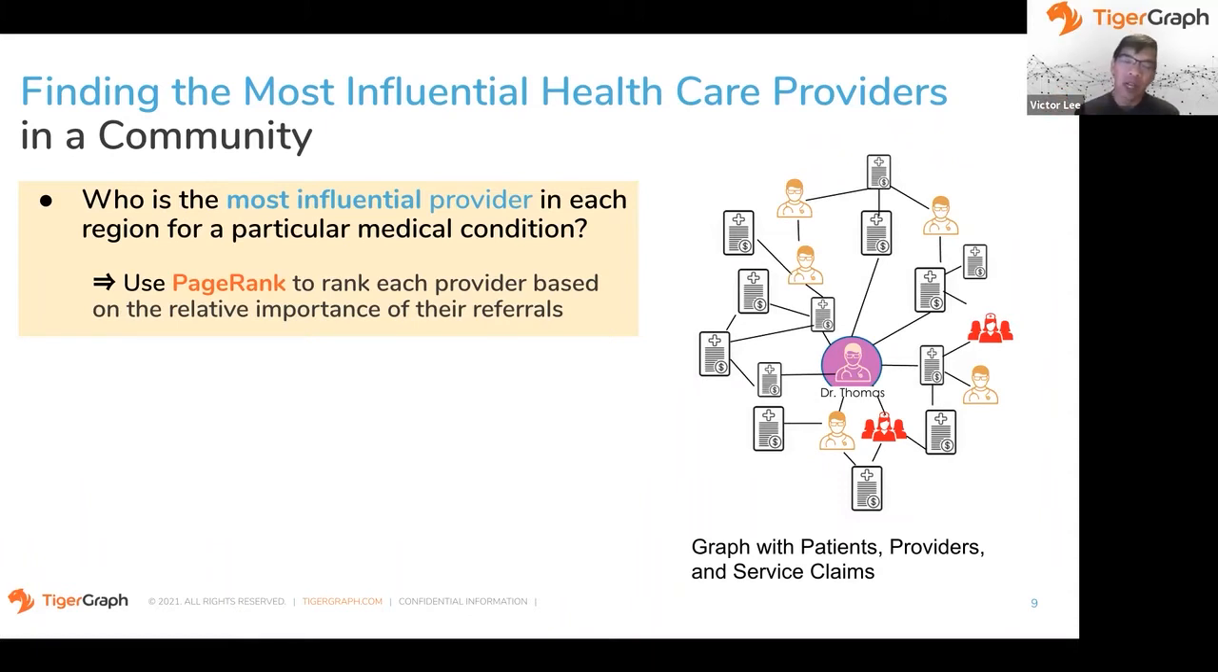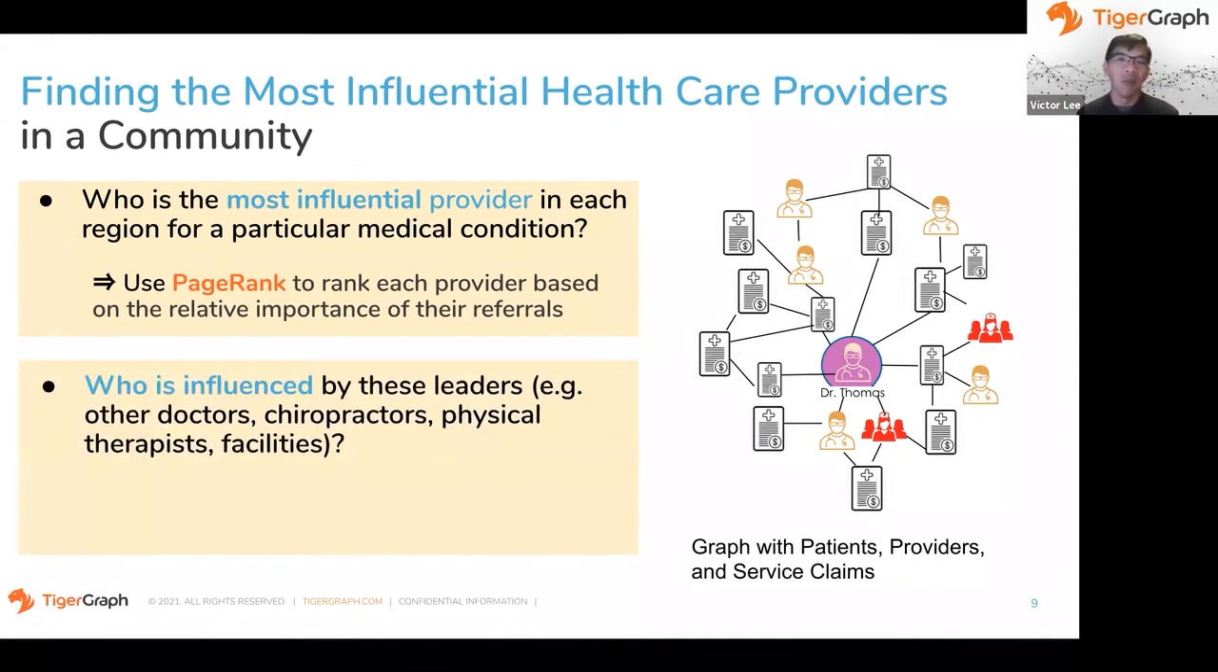Providers are making recommendations or referrals to other providers, the one that they not just point the most to, but important doctors look to this person. So if you're not just an ordinary doctor, but you yourself are already an influential doctor, but you look to this person for even better care, that makes that person really important. And that's what PageRank does.